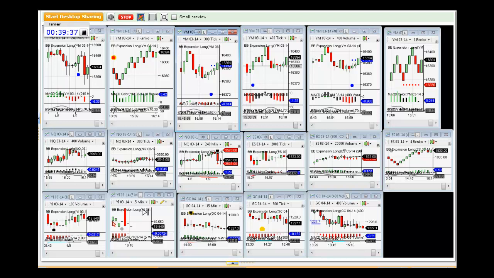Dots like the rest of our signals disappear if the dot does not validate. And again, they do not repaint. Exit for dots are the MACD, which we talked about, changeover from positive to negative, back to positive, that second turn.